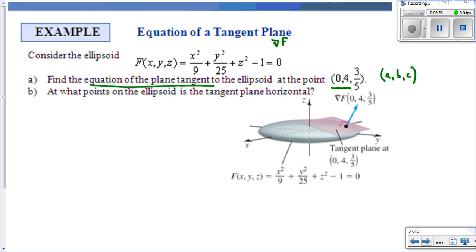The gradient of f: the partial with respect to x is 2/9 x. The partial with respect to y is 2 over 25 y. The partial with respect to z is 2z. So now evaluate the gradient at the point. So the gradient evaluated at (0, 4, 3/5) will be the vector (0, 8 over 25, 6 over 5).